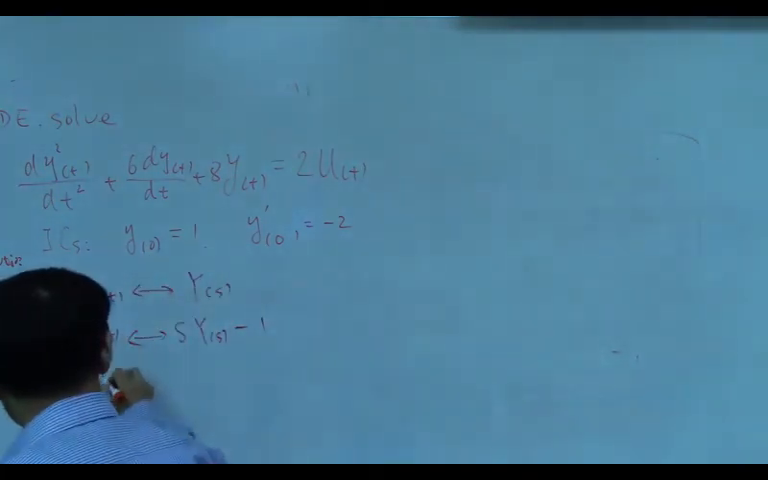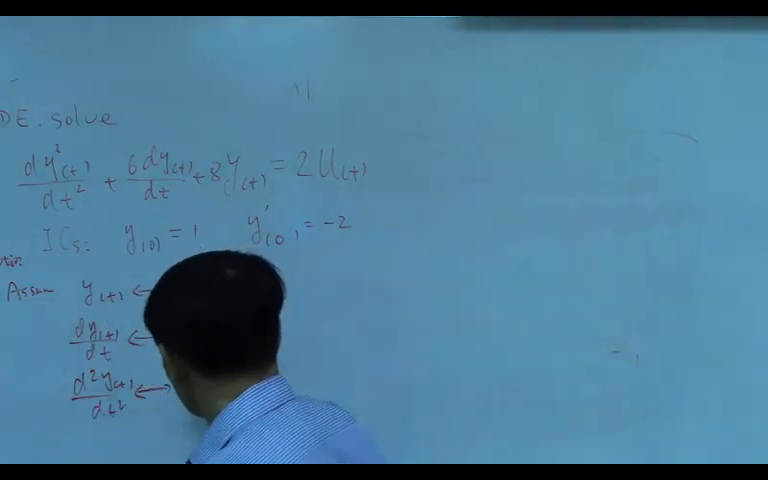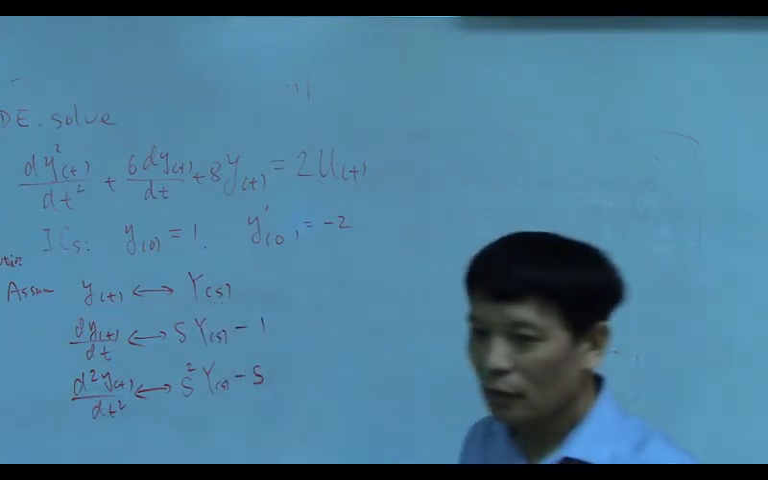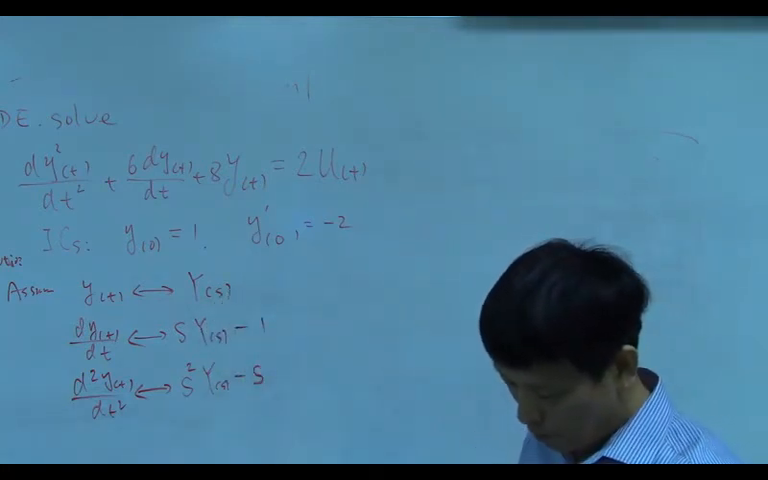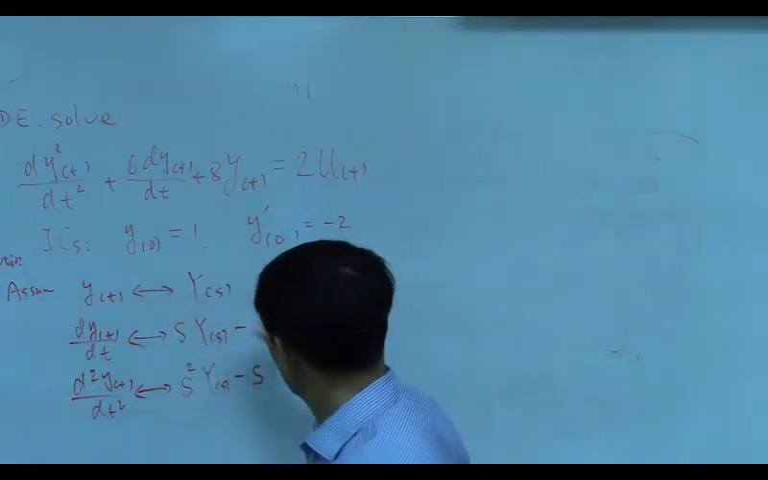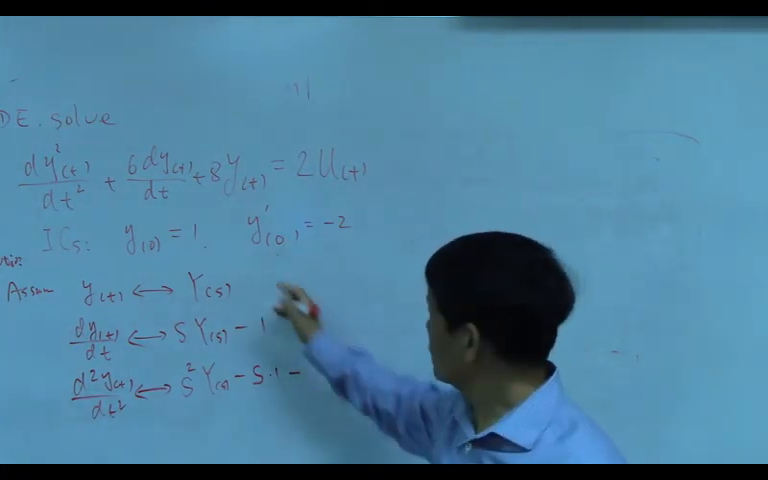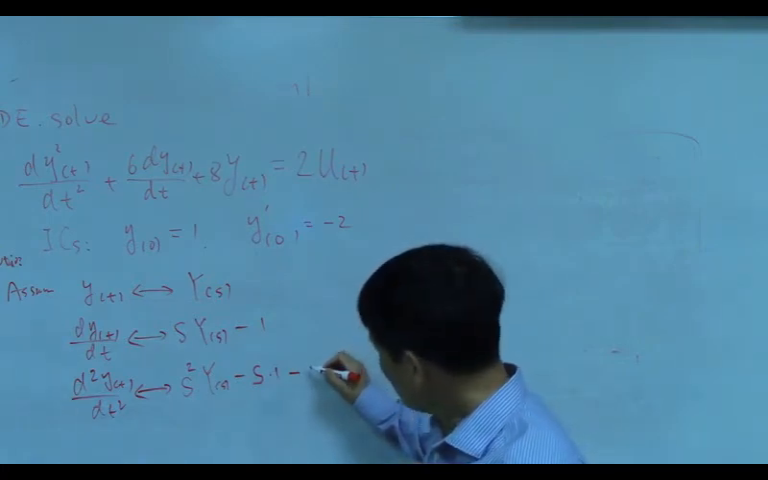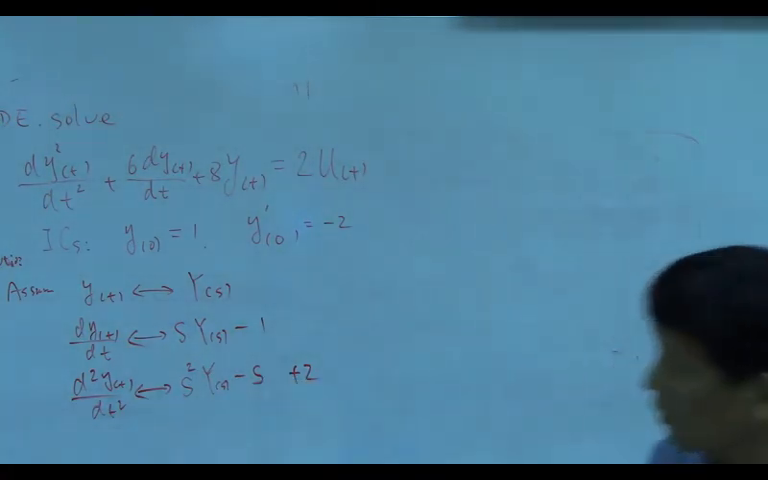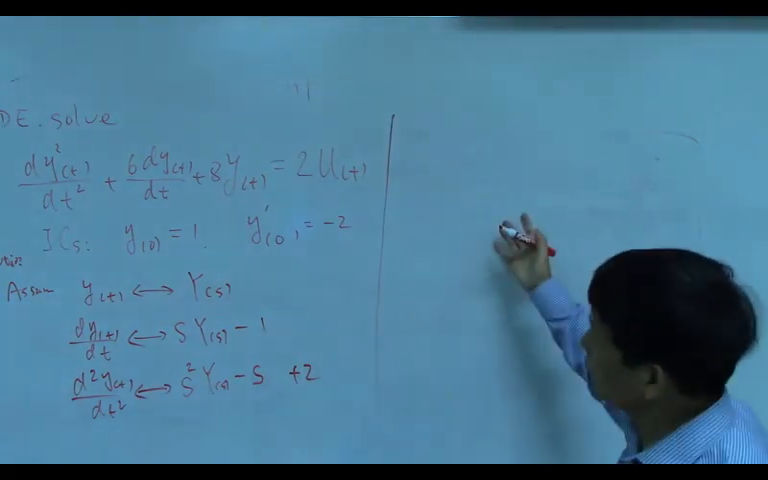Then, how about the second order differentiation? What does this give us? This gives us s² Y(s) minus s times y(0), which is 1, then minus this first order differentiation, which equals minus 2, so minus minus 2 equals plus 2. Right? So we don't need to write this one here.